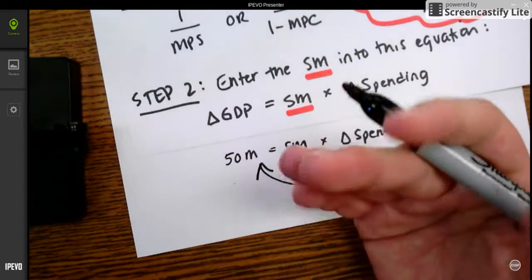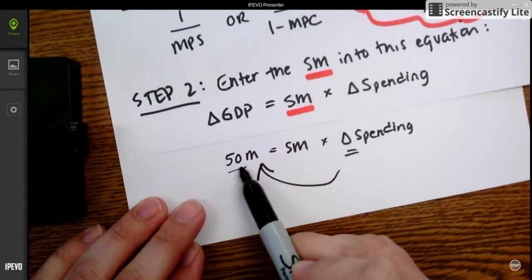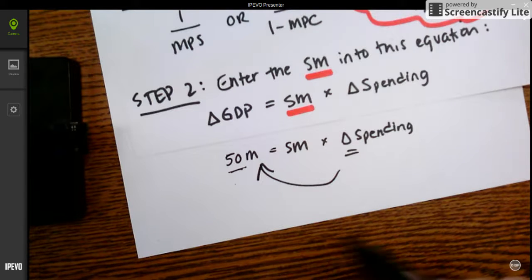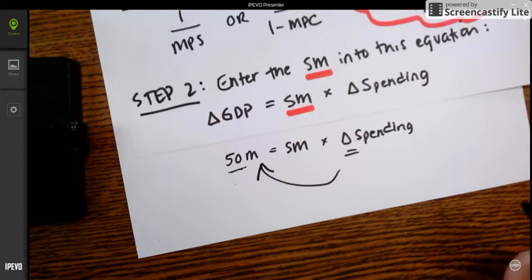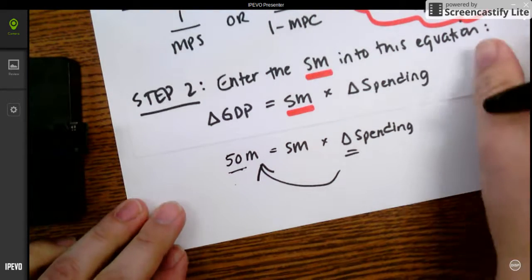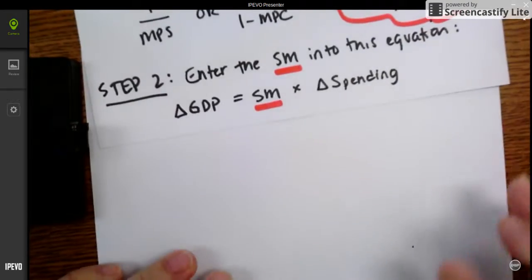This is not a guarantee that the GDP is going to change 50 million. It's just the maximum. So we're sort of saying, okay, if the government spends X amount of dollars, the maximum it can impact the GDP is by $50 million worth of growth. Okay. So let's take these steps and see what we can do.